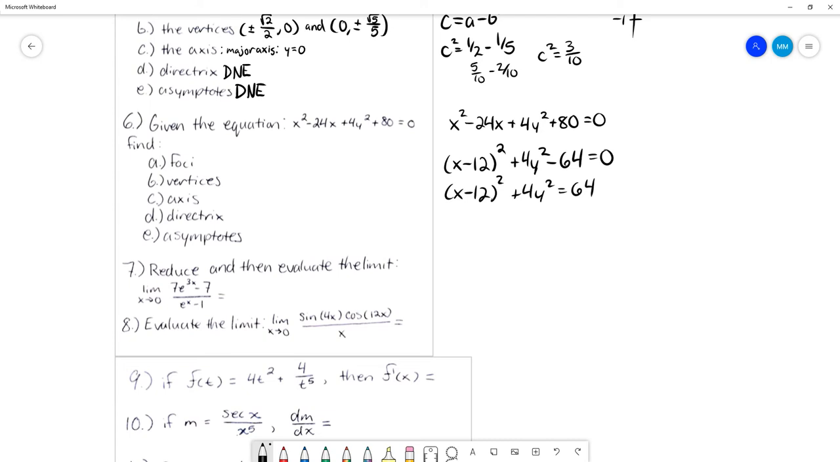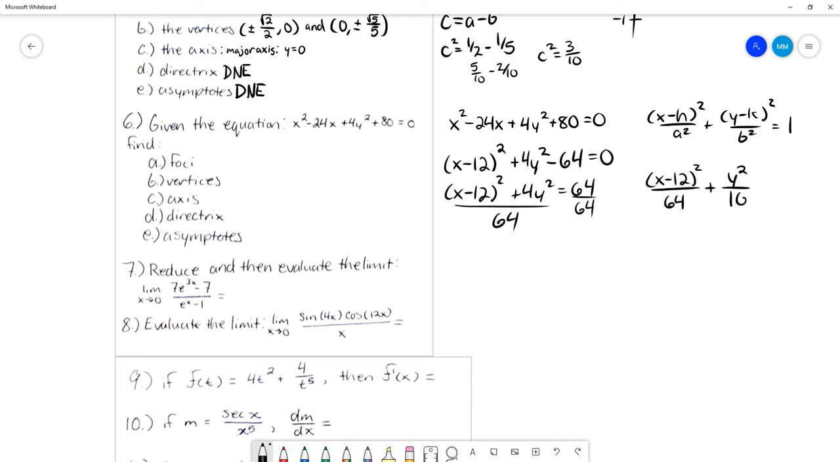And if you'll remember, the format for our ellipses looks like this, equals 1. So this is really, really close, but this needs to equal 1. So I'm going to divide both sides by 64. Everything gets divided by 64, which tells me I have x minus 12 squared over 64 plus, well, 4y squared over 64, which is just going to be y squared over 16, because of how that cancels, equals 1.